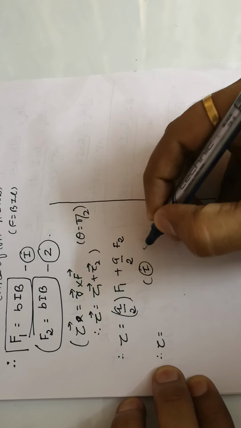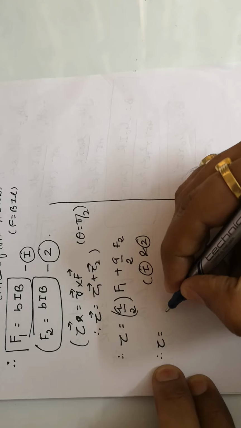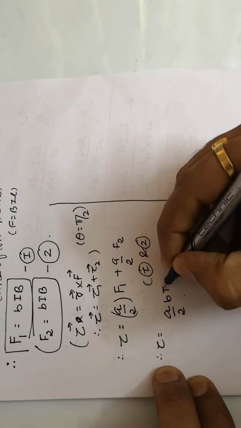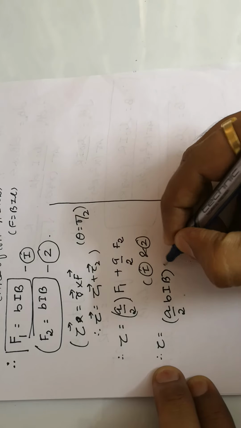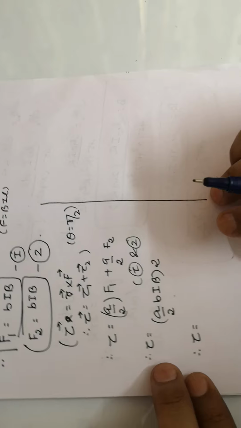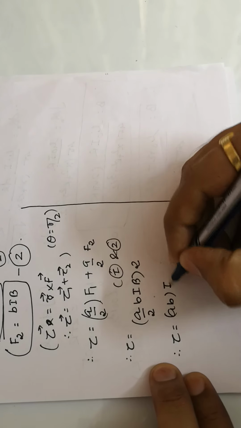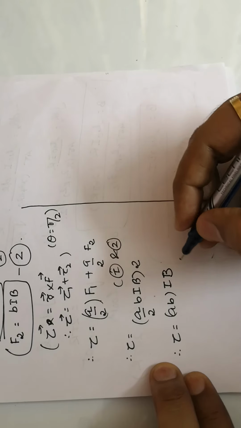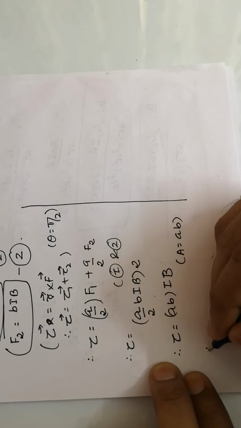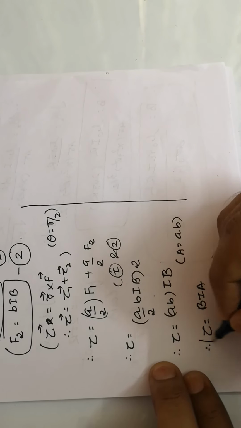So from equations 1 and 2, I can say that tau is equal to a by 2 times B I, twice. So I can say that tau is equal to B I times a, and you are aware that my area is A. So my formula is tau equals B I A.